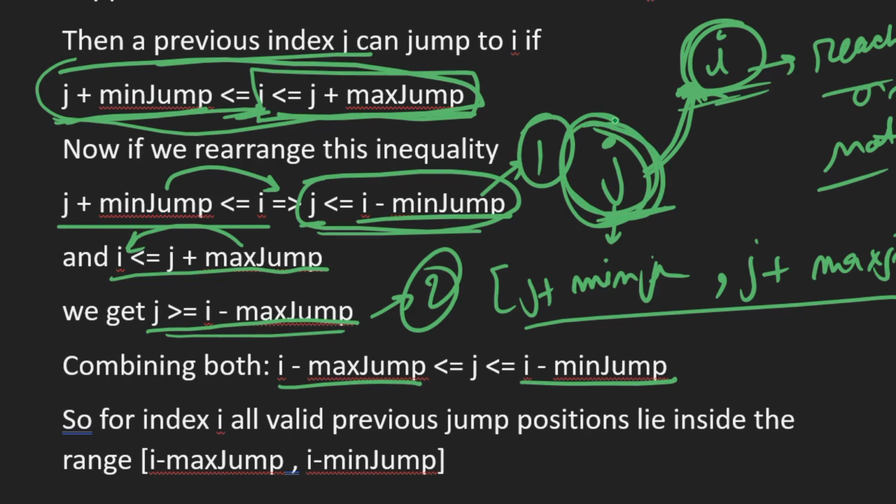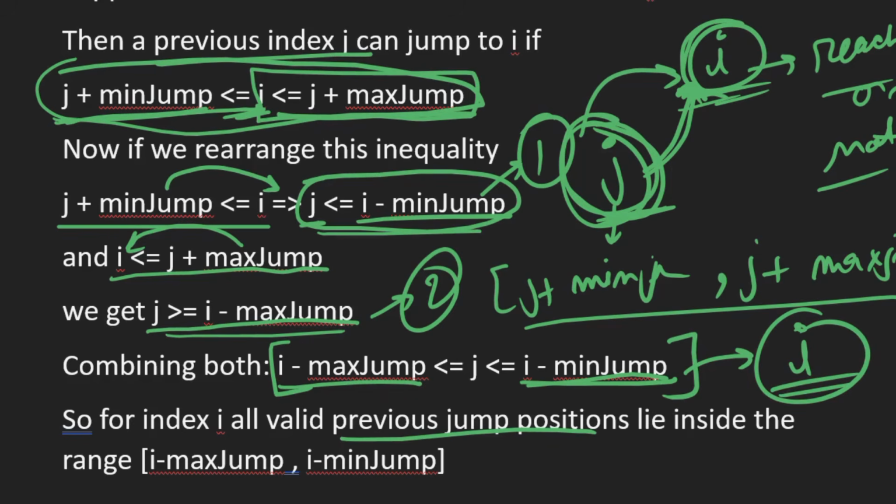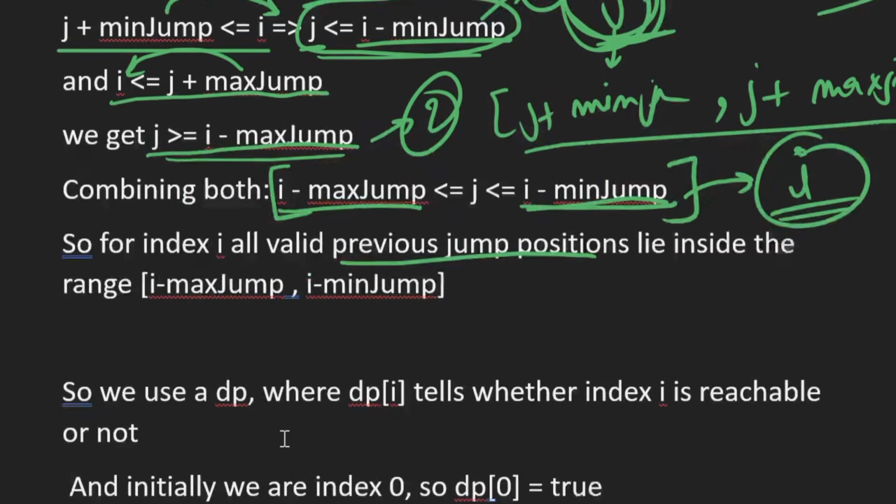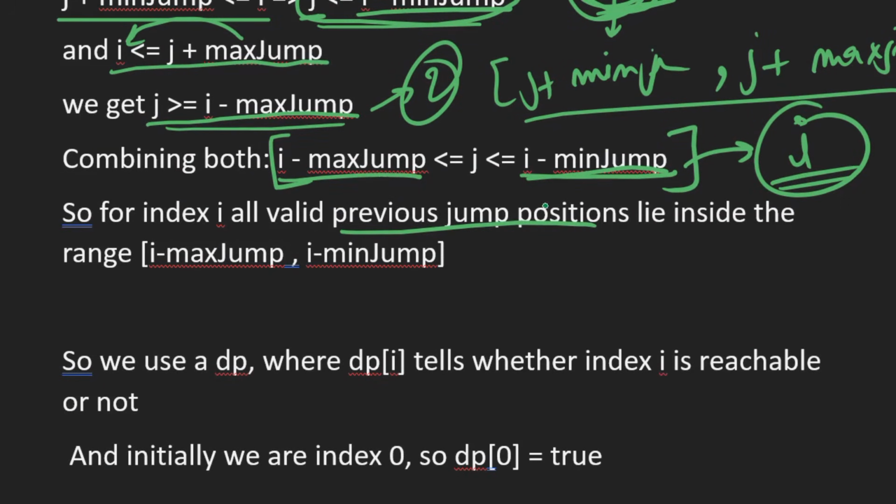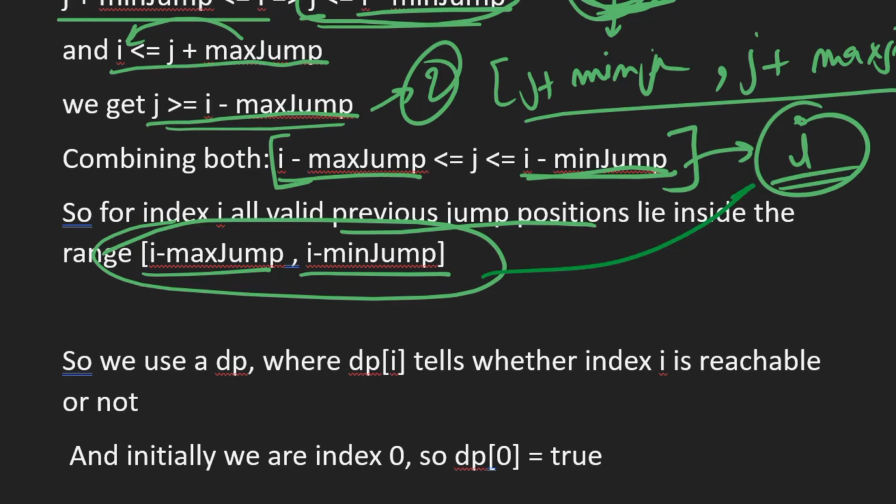So j was the previous index from which we can jump to i. So this range, that is i minus max jump to i minus min jump, is the range of the previous positions from which we can jump to i. The range of the indexes from which we can jump to i are i minus max jump to i minus min jump, right? So this is the range from which we can jump to index number i. So we'll be using this, so remember this.